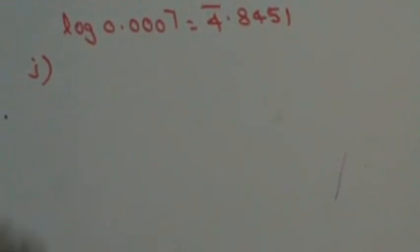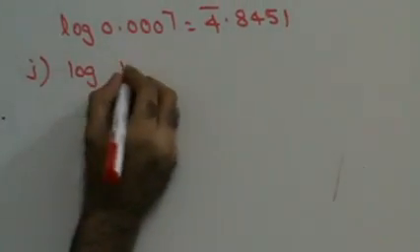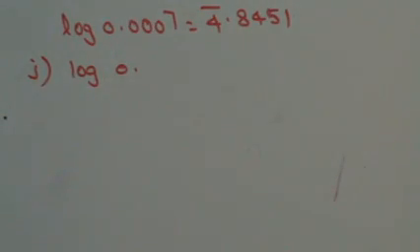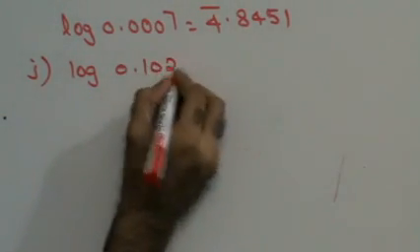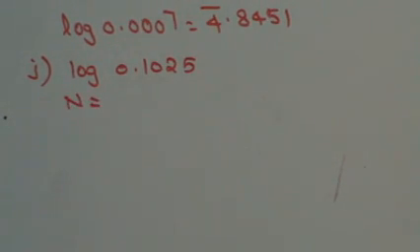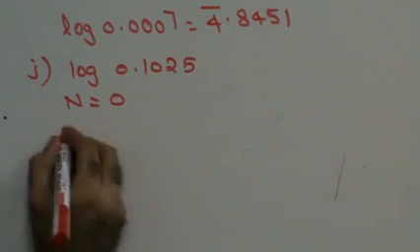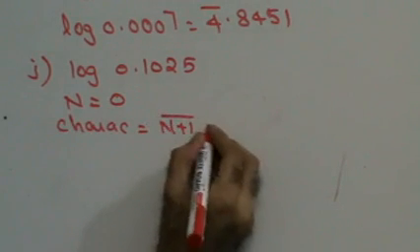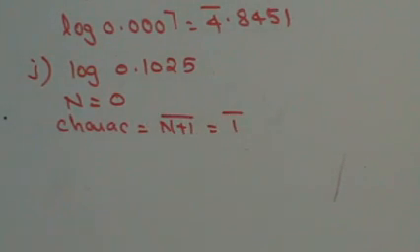Log of 0.1025, right? The number is less than 1. There are no zeros after the decimal, so n will be 0. Characteristic is n plus 1 bar, so 0 plus 1, so that's 1 bar.